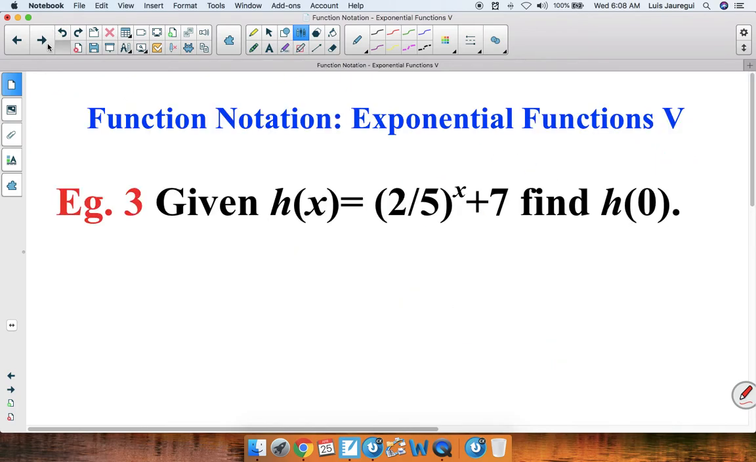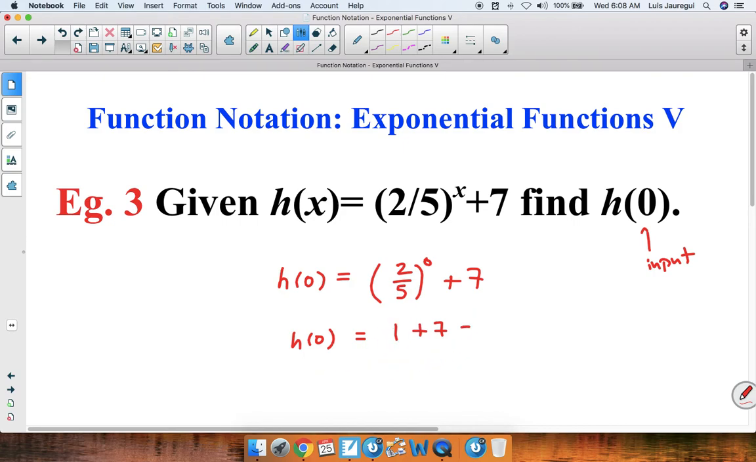And lastly, example 3. Given h of x is equal to (2/5) to the x plus 7, find h of 0. So here our input value happens to be 0. Let's go ahead and substitute that in. So we have h of 0 is equal to (2/5) to the 0 power plus 7. Now recall that any non-zero base to the 0 power is always 1. So we have h of 0 is equal to 1 plus 7, and 1 plus 7 gives you 8. Therefore, we can conclude that h of 0 is equal to 8.